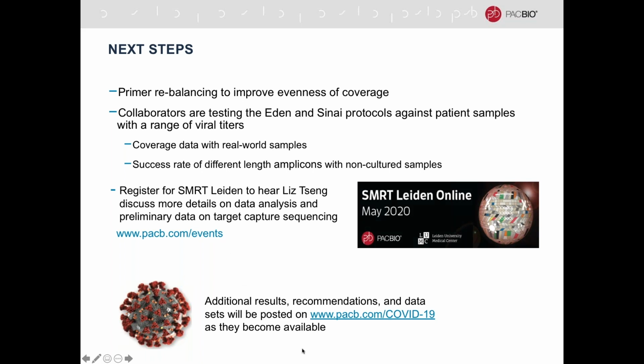And then finally, I want to point you again to our COVID-19 website. The protocols are here. We'll be posting revised versions of these, including the multiplex pooling of the Eden protocol, later this afternoon, and we will continue to post more data there as it becomes available.